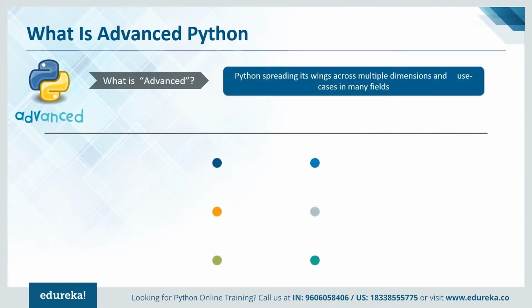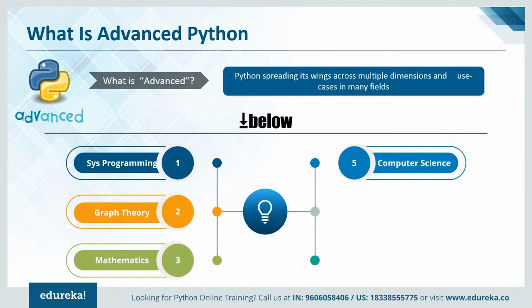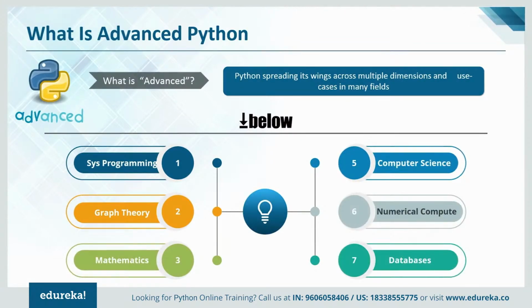Python can be used for a variety of purposes, and this is exactly what we mean by making use of Python for advanced purposes. The more complex your problem, the more advanced solution feels like the best fit using Python. Well, to simplify that last statement, what I actually meant is that Python can be put to use all the way from simple applications till you achieve artificial intelligence. Well, check out some of the below concepts that you can use. We have system programming, graph theory, mathematics, computer science, numerical computations, and databases.